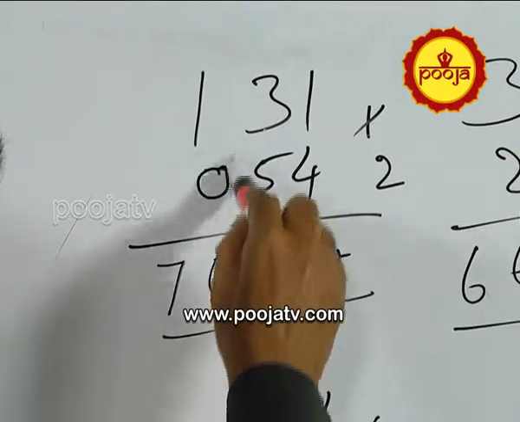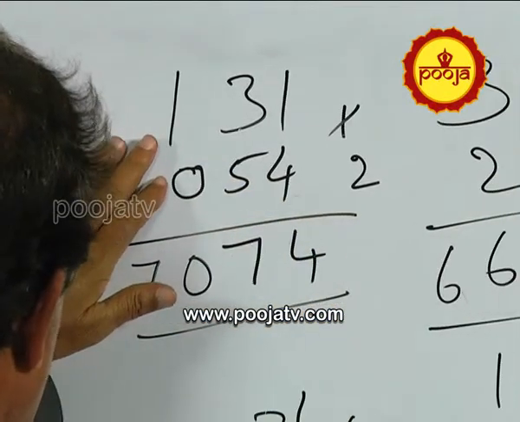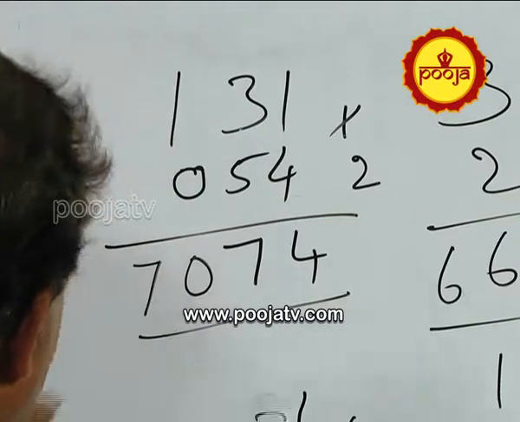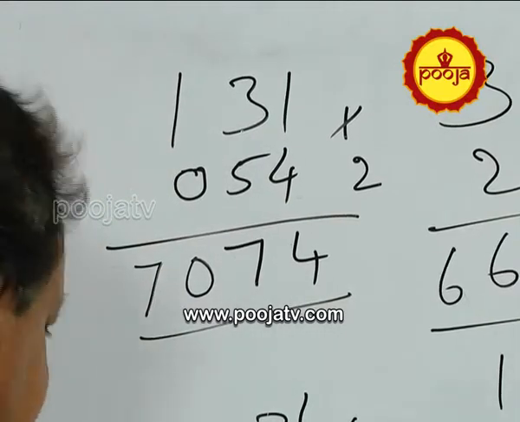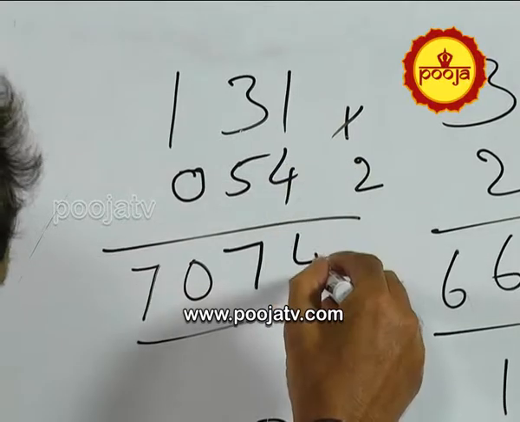So add 0 in the left side. Left side 0 has no value. So 3 digits into 3 digits, clearly you can use this crisscross method. 4 into 1 is 4, okay.